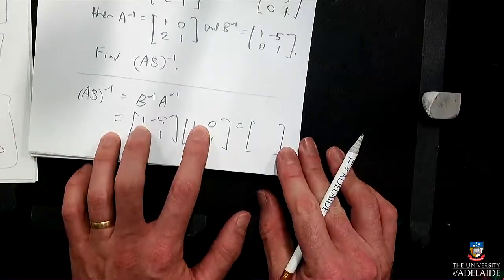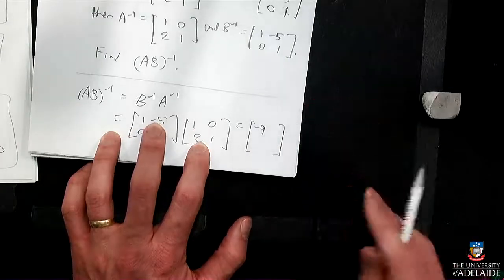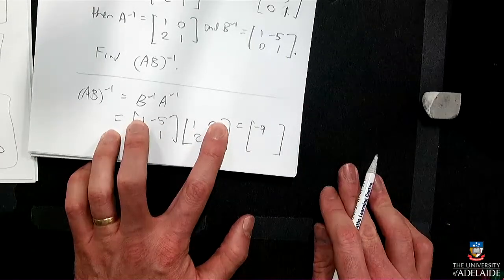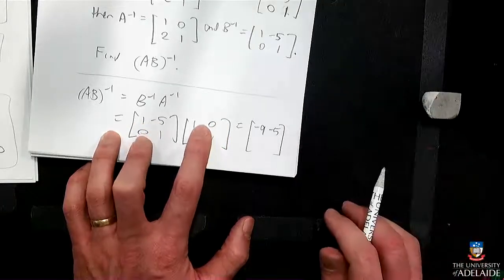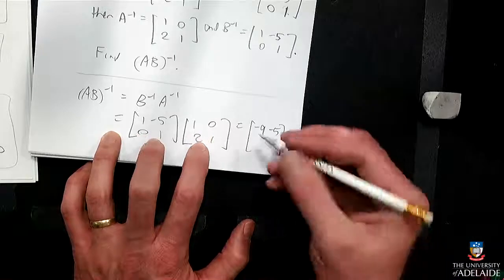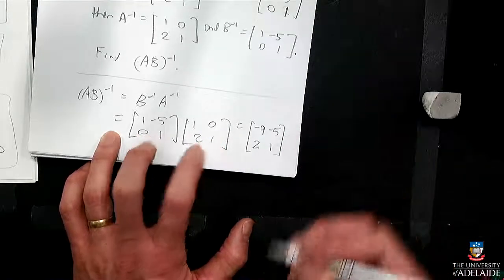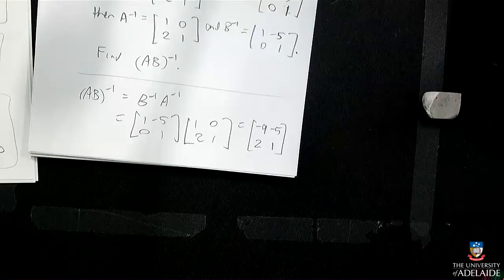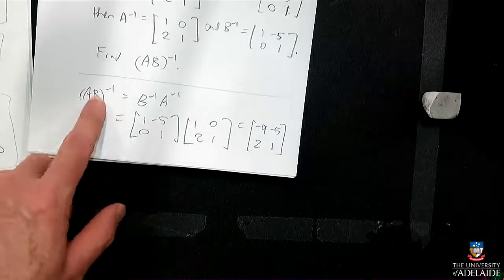1 times 1 is 1, 2 times minus 5 is minus 10, so that's minus 9. 0 times 1 is 0, 1 times 0 is 0, minus 5 times 1 is minus 5. 0 times 1 is 0, 1 times 2 is 2, 0 times 0 is 0, 1 times 1 is 1. And so that's what AB inverse is. This might not seem very edifying, but I just wanted to make sure that you understood how this works. If you do the inverse and you want to bring that in, you have to reverse the order.